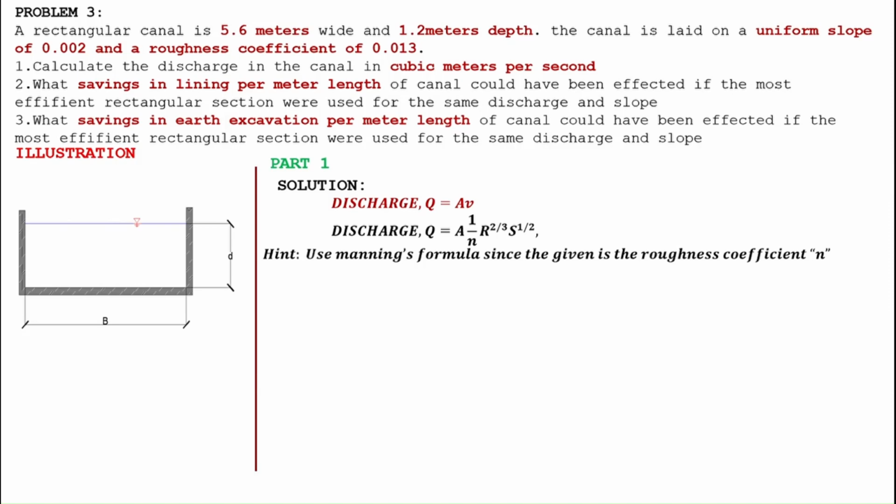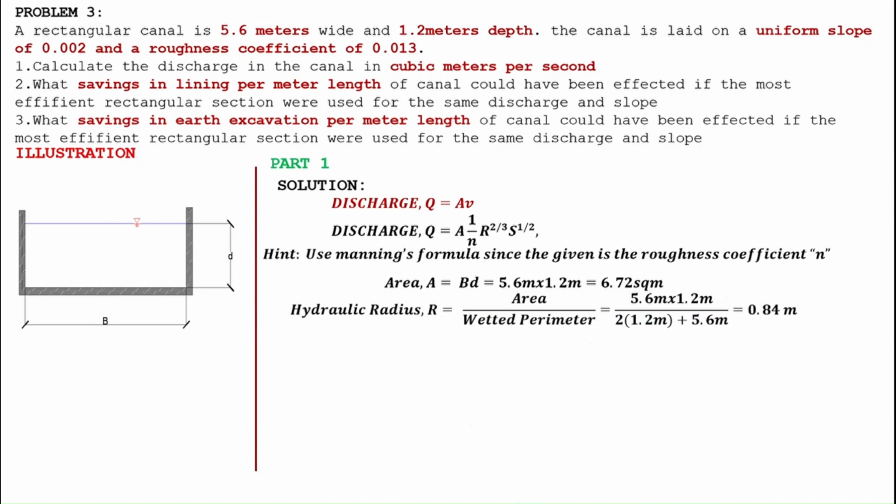Discharge will now be equal to area multiplied by 1 over the roughness coefficient times hydraulic radius raised to 2/3 times slope raised to 1/2. We will first solve the area, which is just the area of a rectangle equal to base times depth, or 5.6 m by 1.2 m, equal to 6.72 square meters. Next, we will solve for the hydraulic radius, which has a formula of area over wetted perimeter. Take note that the perimeter we will consider is only the perimeter in contact with the fluid. Hydraulic radius is therefore equal to 5.6 meters by 1.2 meters over 2 times 1.2 meters plus 5.6 meters, which is equal to 0.84 m.